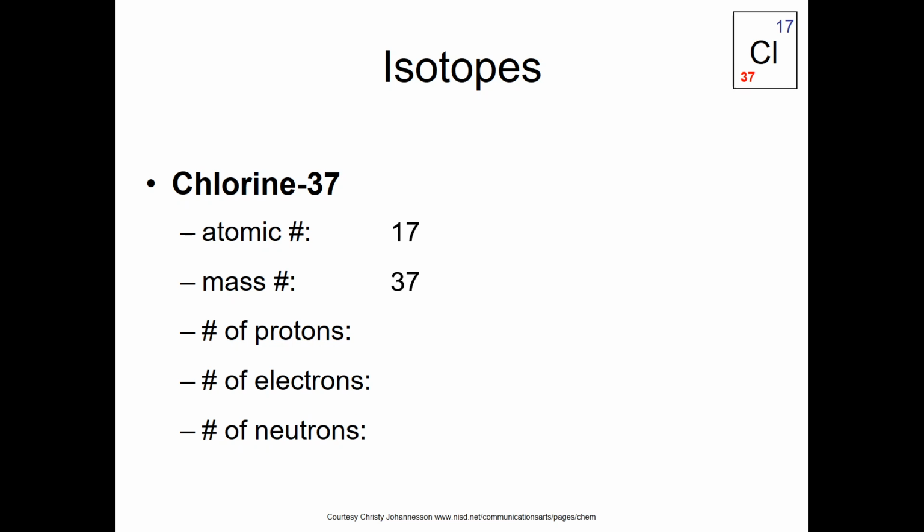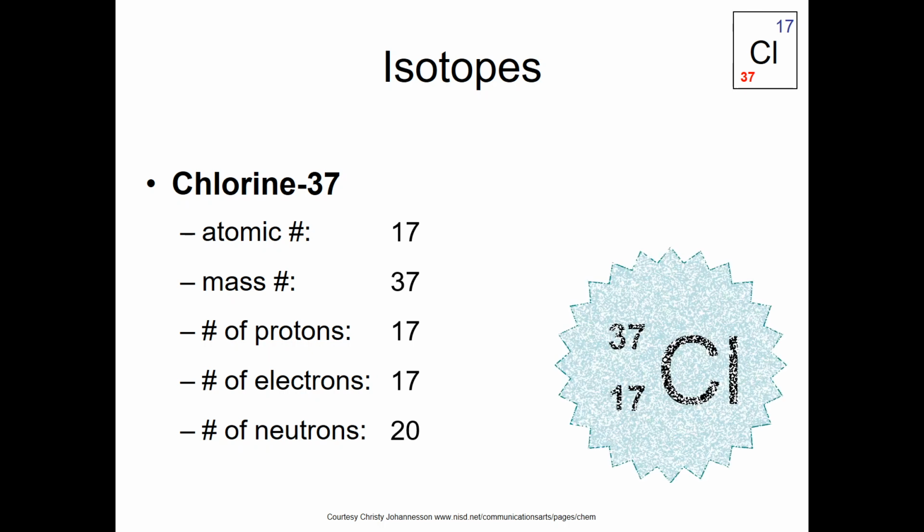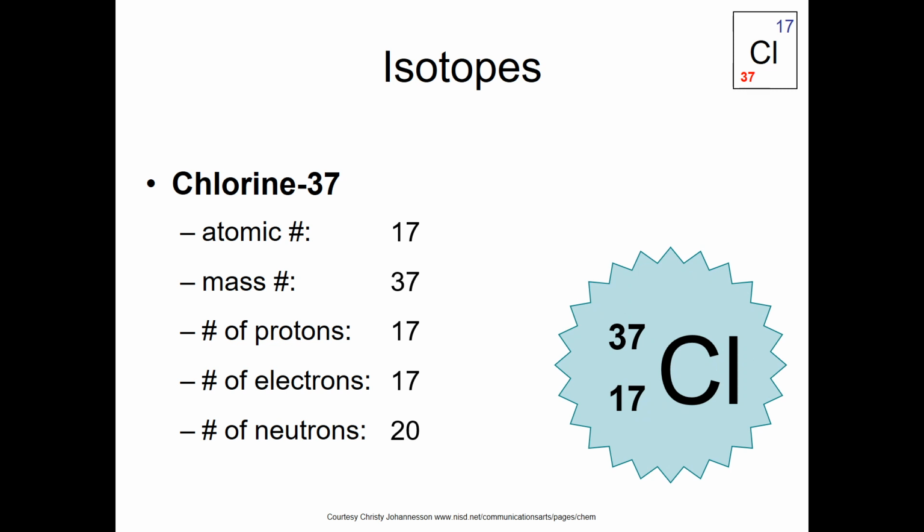So how many protons does it have? 17. How many electrons does it have? 17. So again, unless otherwise stated, we assume it's neutral. So the number of electrons balances out the number of protons, making it have no charge. And how many neutrons does it have? 20. So 37 minus 17 is 20. If we were to write it in symbol notation, it'd be 37 on the top left and 17 on the bottom left, and Cl for chlorine.